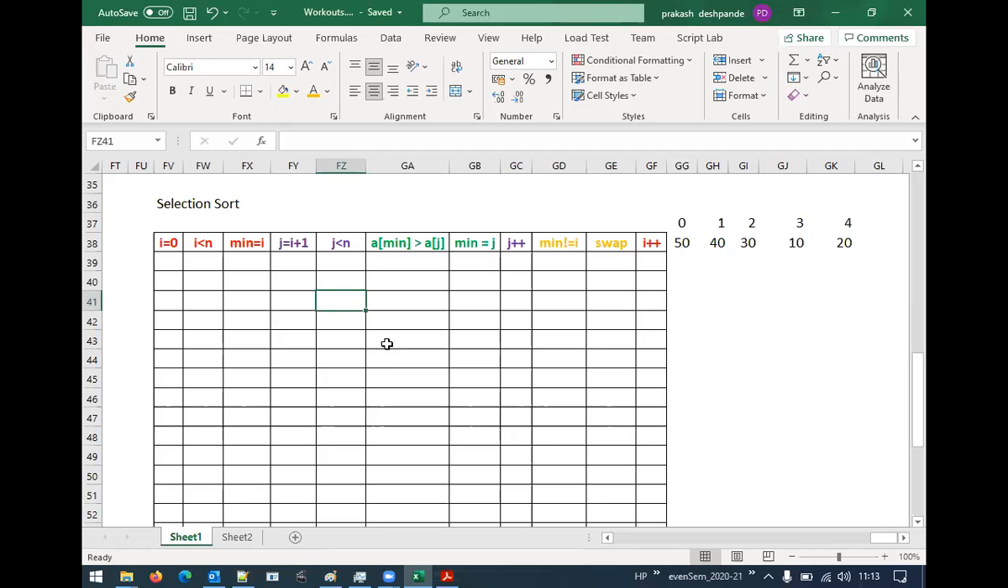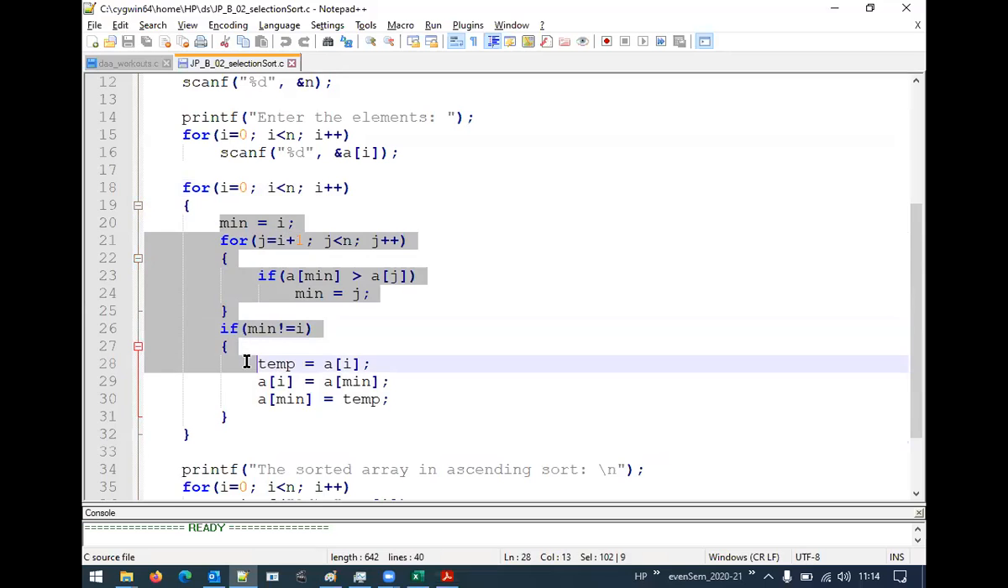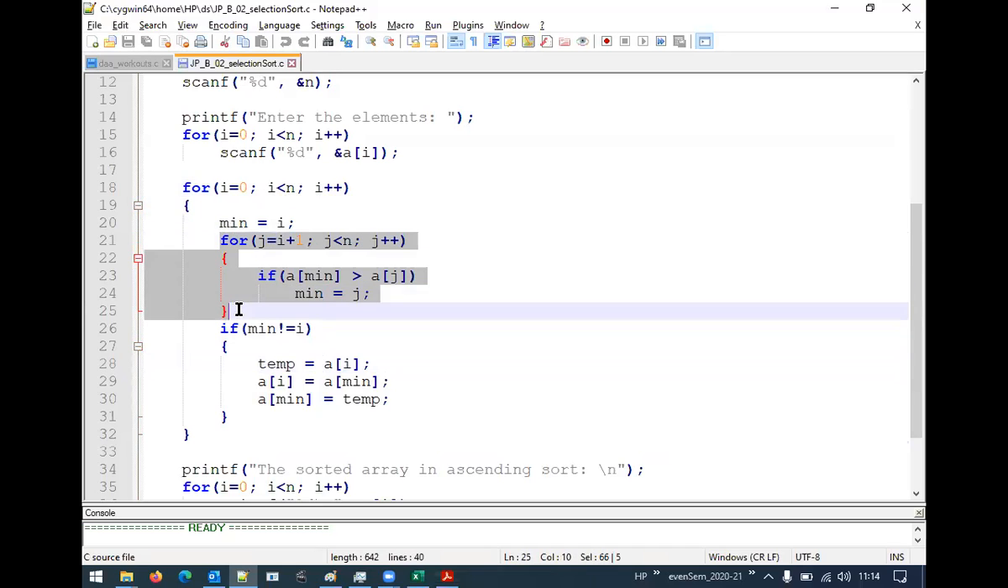Now, if you look at the code here, we have one outer for loop, right? The outer for loop is this one. This is the initialization and condition. If this condition is true, then it will get inside. Inside here, min equals i is one of the statements for this particular outer for loop. Then it has its own inner for loop here, right? Tracing will vary depending upon which loop it is, whether it is an inner for loop or an outer for loop.